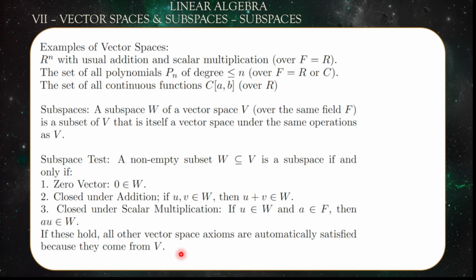If these hold, all other vector space axioms are automatically satisfied because they come from V. So if these conditions hold, then all other vector space axioms are automatically satisfied, since W is included as a subset inside of V.